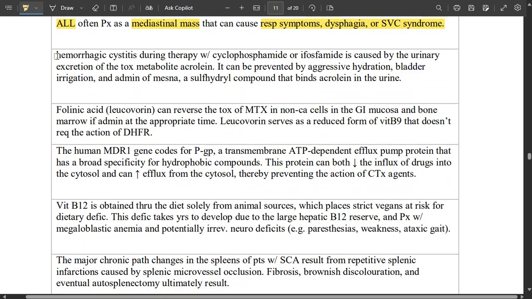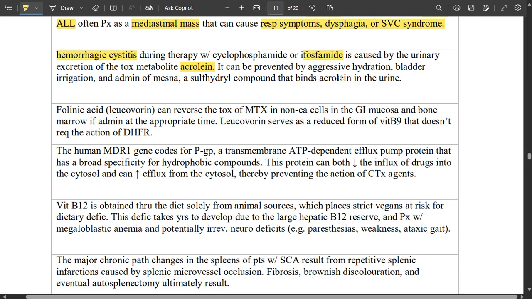Hemorrhagic cystitis is due to a drug called cyclophosphamide. During therapy with cyclophosphamide or ifosfamide, which also contains phosphamide, there is urinary excretion of the toxic metabolite acrolein. Acrolein is the metabolic byproduct of these drugs, produced by their metabolism, and it comes into the urine and turns it red.